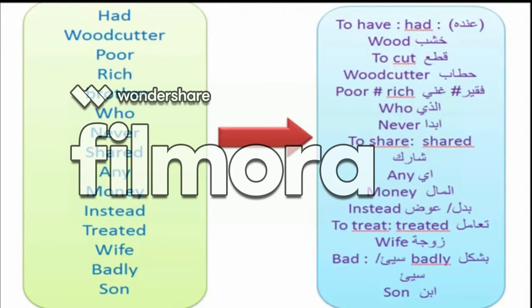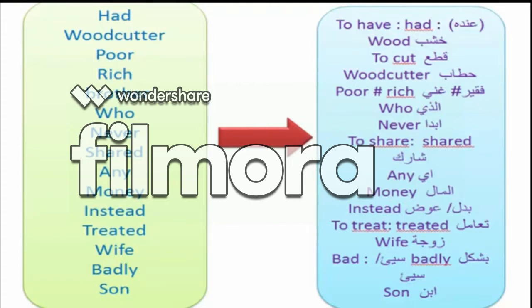Never. We have the other verb to share. To share. شارك يشارك. But in the story it is in the past. Shared, we add D. It is regular. I shared. You shared. He shared. They shared. Etc. شارك يشارك. أو تقاسم شيئا ما مع الآخر.